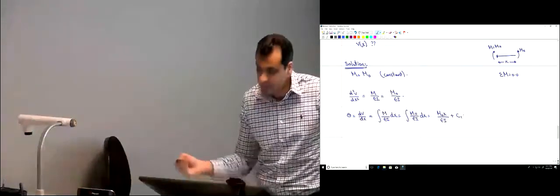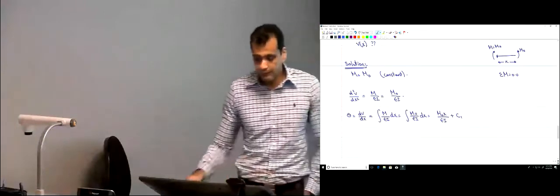X plus some constant C1. Okay? So that's the equation for theta. Okay?